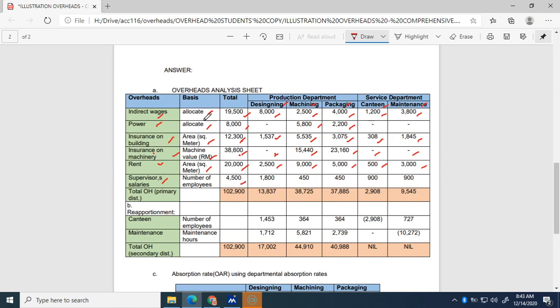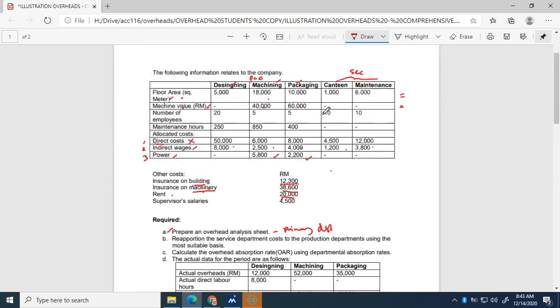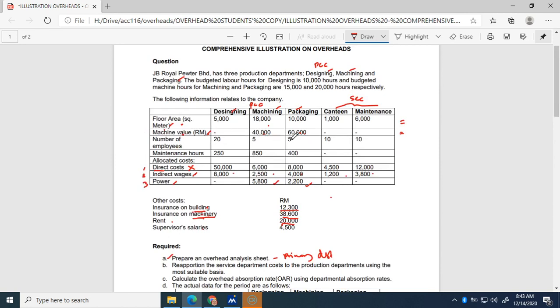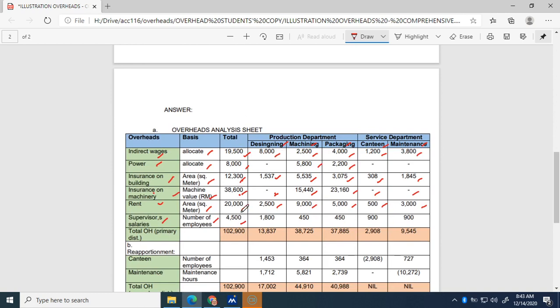Okay, supervisor salaries total 4,500. What is the most appropriate basis? Okay, salary, supervisors. So supervisor will supervise workers. So normally it is based on number of employees. So you just total up number of employees, 20 plus 5 plus 5 plus 10 plus 10. Okay, so you divide 20 divided by 50 times 4,500, you get 1,800. This one 450. This one 10% to 450. This one 900 and 900.